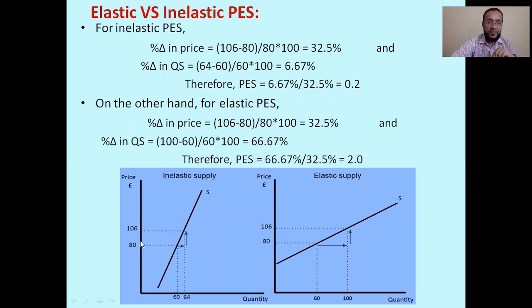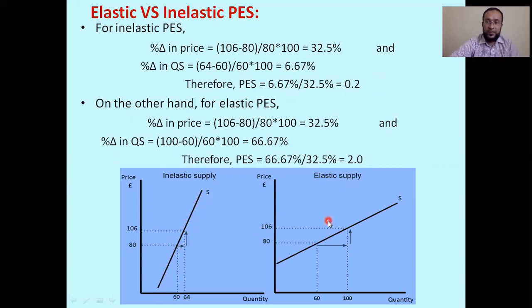Here the percentage change in price is 32.5%. But in response to this increase in price, supply also increased, but the change in supply is only 6.6%. That means percentage change in price is greater than percentage change in quantity supplied. As a result, the value of elasticity is 0.2. So this 0.2 is less than 1. So this is inelastic supply. Here supply is inelastic and the shape of the supply curve is upward sloping and starts from the horizontal axis. Okay, this is a steep supply curve in fact.